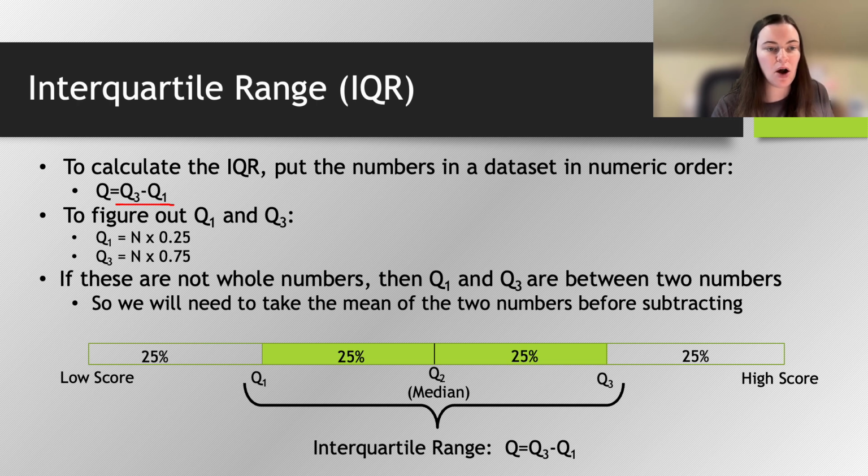And in order to figure that out, all we have to do is take n, which is the number of observations we'll have in a data set, so that'll depend on the context of the question that's being asked, and multiply that by 0.25, which is again indicating that first quartile, or Q1. And second, for Q3, or quartile 3, we take that same n value, which again is our total number of observations, and multiply that by 0.75 to get us that third quartile. If the numbers are not whole, then Q1 and Q3 are between two numbers. So we'll take a look at that in just a moment here.